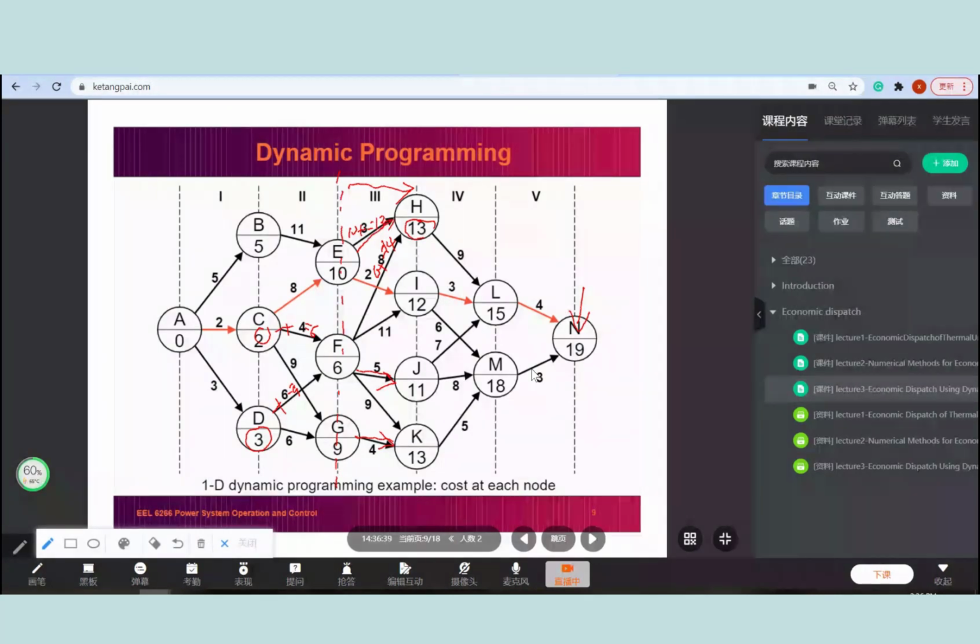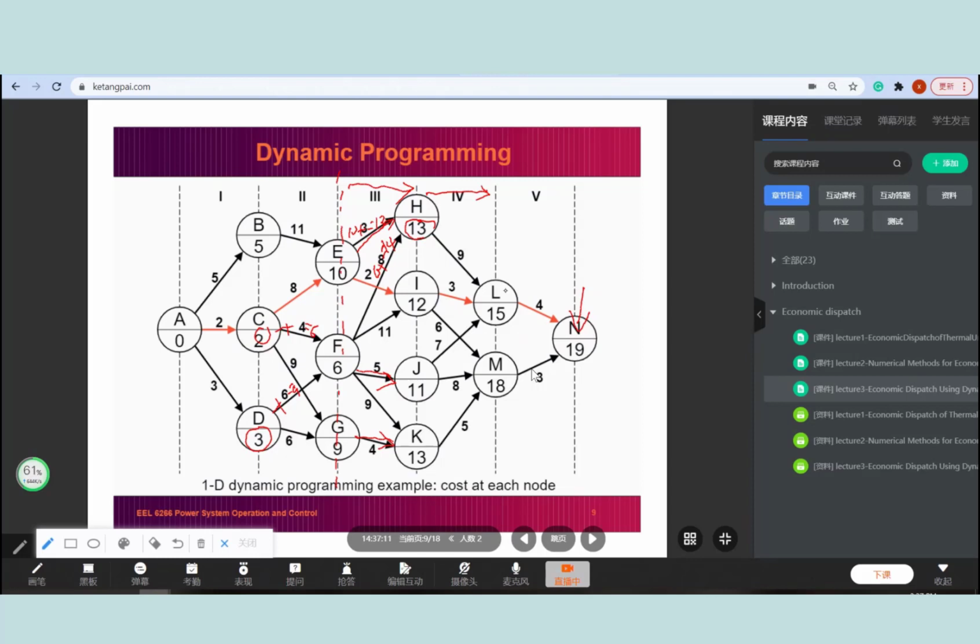So let's continue. After we calculate, we know that the best cost for stage 4, H, is 13. What's the meaning of 13? It means that if you travel from A to H, the best cost is 13. You travel from A to I, the best cost is 12. You travel from point A to J, the cost is 11. And you travel from point A to K, it is 13. What's the meaning of this number?